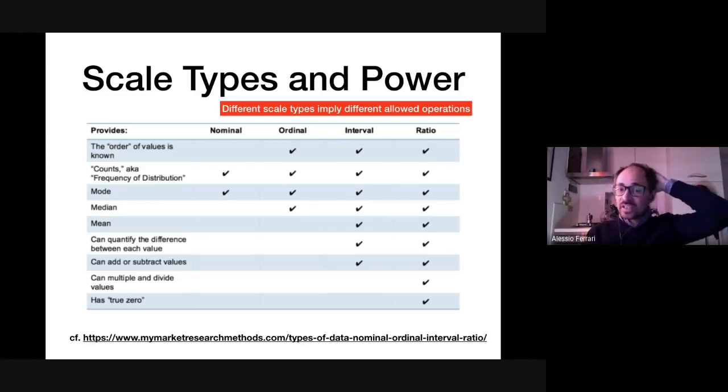In software engineering, you will deal with all these types of scales, but it is important that you remember that they have different power. The scales have different power, and this implies that some operations cannot be done on nominal, ordinal, and interval scales. So if you have an interval scale, you cannot do multiplication and division, and therefore some statistics are not allowed. Okay.